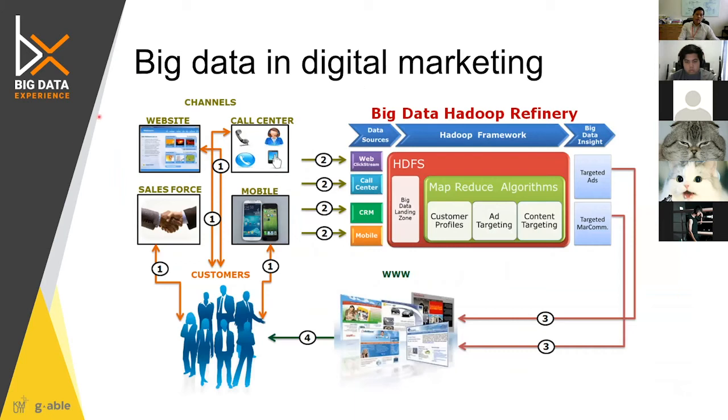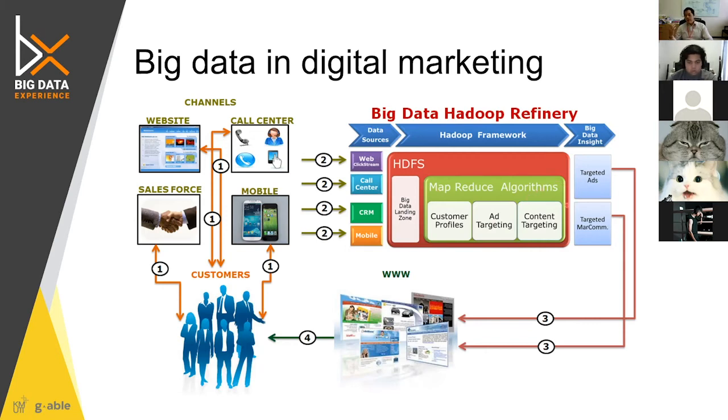Right. Next is big data in digital marketing. Big data can be used to target specific customers. You gather data from channels like websites, mobile or other sources, put the data into a data source, ingest it into the big data system, and write a model based on machine learning or whatever concept or algorithm that you have.